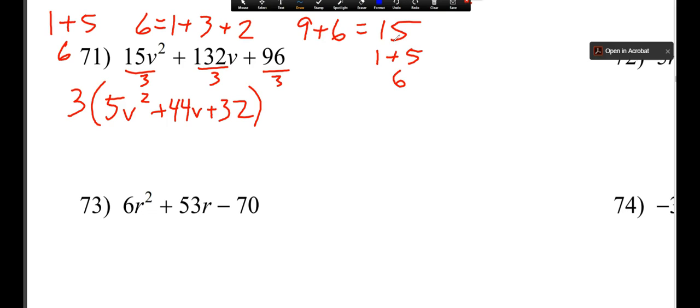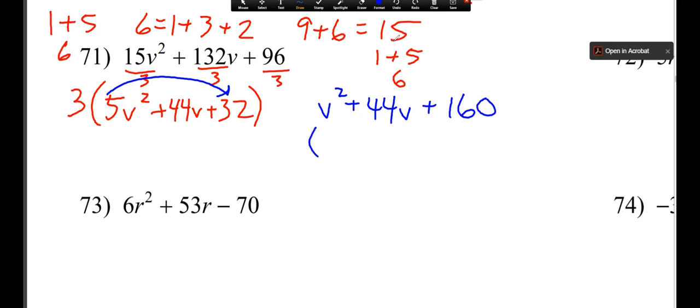A couple years ago, probably about 6 years ago, I learned of another way to do this problem. It's going to kind of look like a double magic trick, but I take the 5 and multiply it times the 32. I'm going to write this down: v squared plus 44v plus, now 32 times 5, I think that's 160. Now I'm going to factor this polynomial. So we've got v and v. Now I need to come up with factors of 160 that add up to 44.